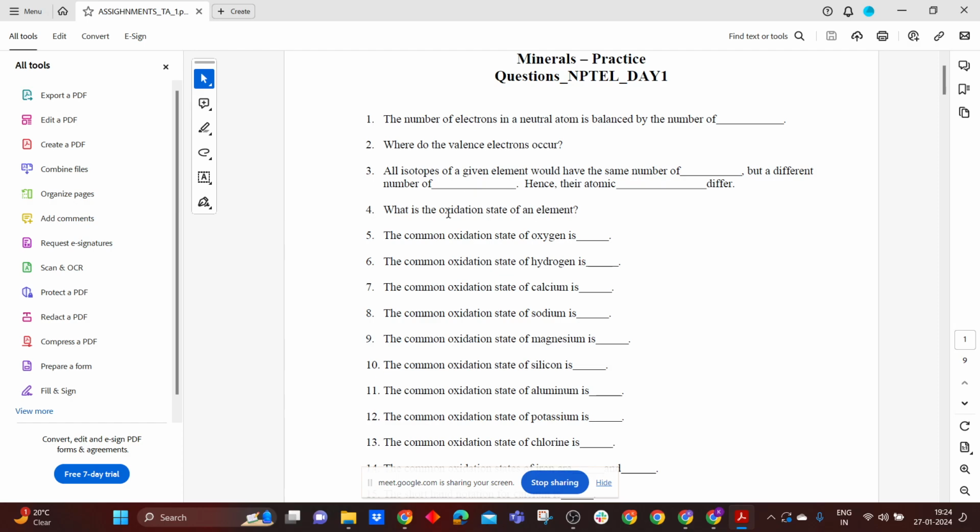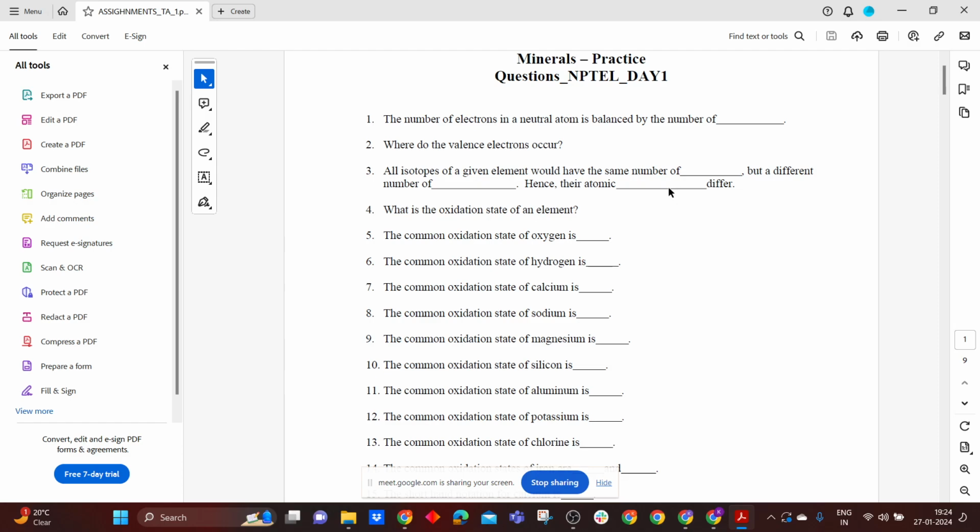Because, to be specific, for all isotopes of a given element there should be the same number of protons, and in some cases there could be the same number of electrons also, but the neutron number will not be the same for isotopes. Please remember this. The atomic weight is also different, and that is the reason we get a different atomic weight.